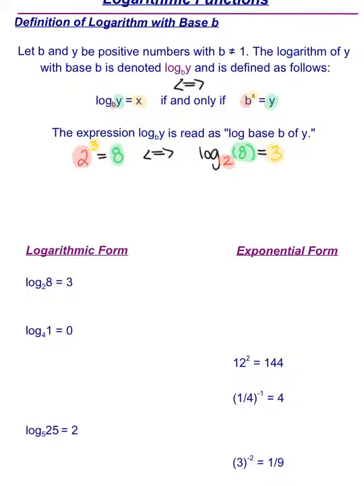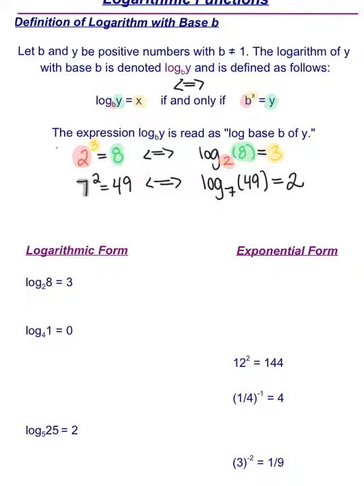Let's say I want 7 squared equals 49. So let's translate that into a logarithmic statement. The base of my exponential is the same as the base of my logarithm. So I have log base 7 of 49 is equal to 2 if I'm translating.